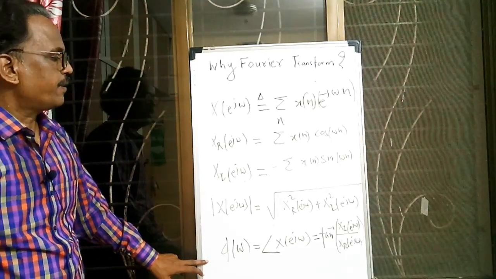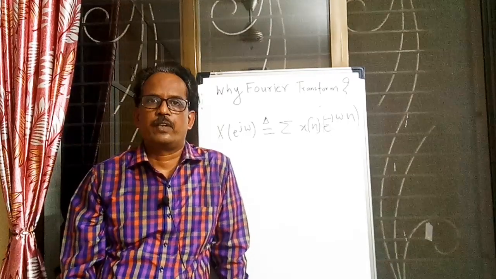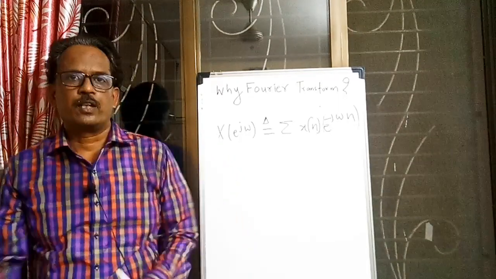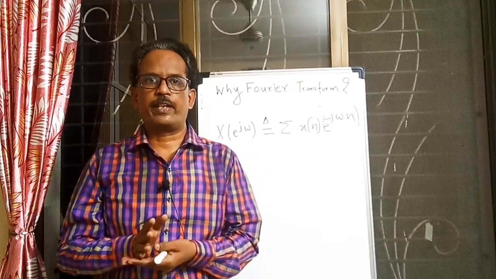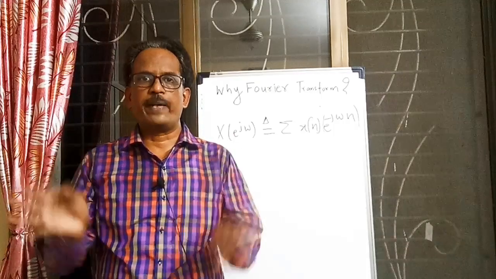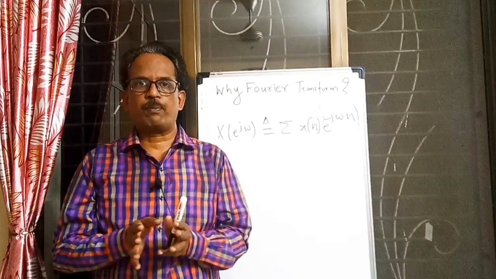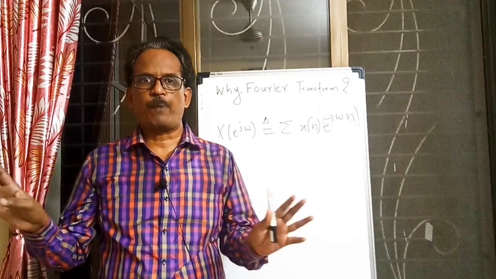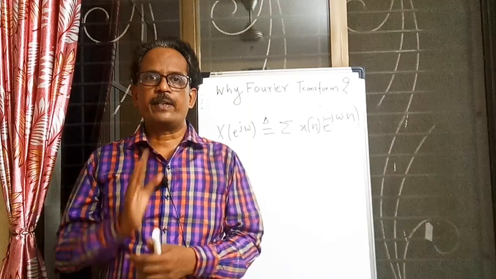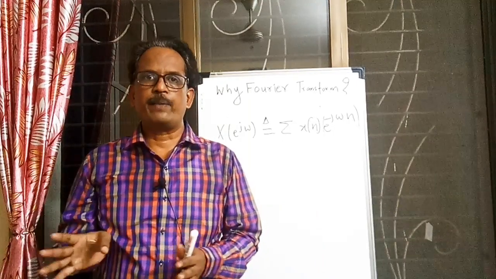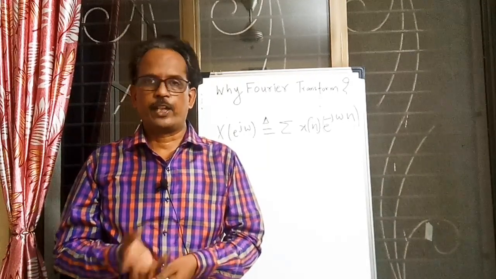As I told you, in general X of omega is a complex function or complex signal, and to talk about this complex quantity, we have two ways of representing it. One is to find its real part and imaginary part and plot these parts separately, and another way is to find the magnitude by using this real and imaginary part and find the phase again by using the imaginary and real part.